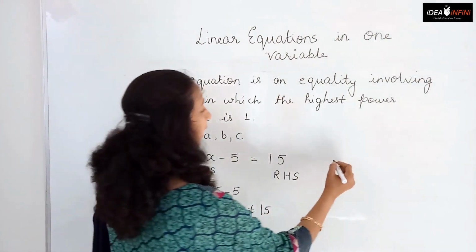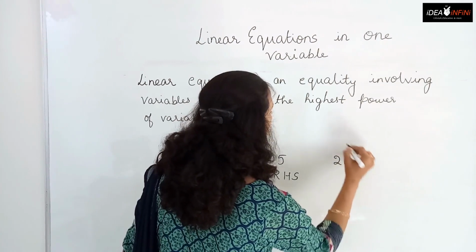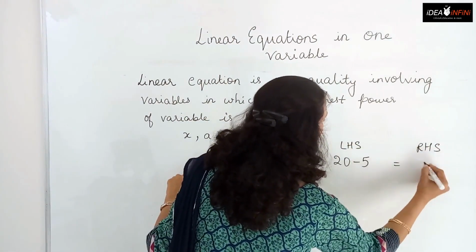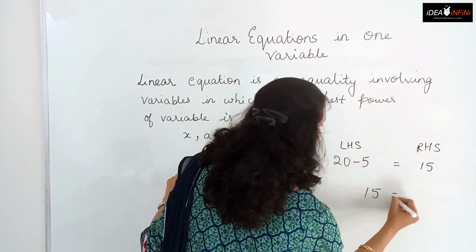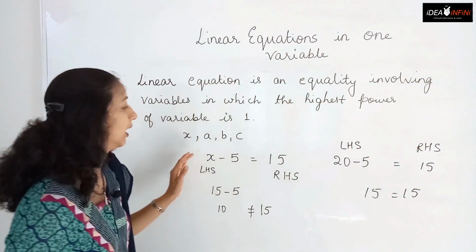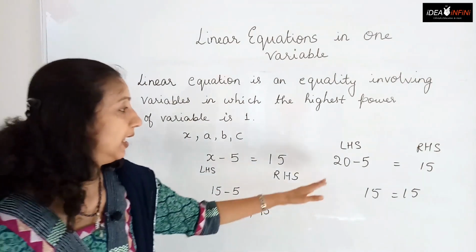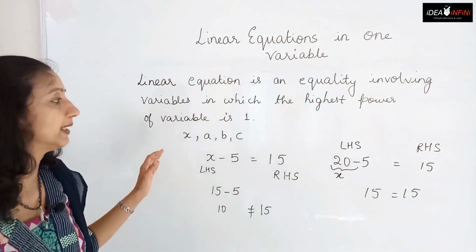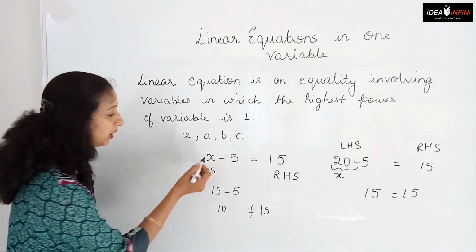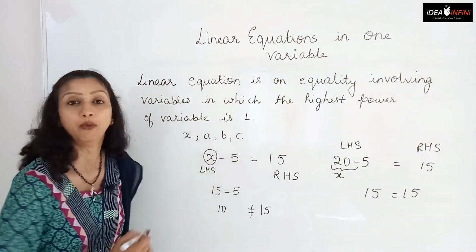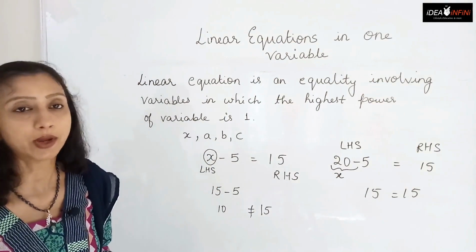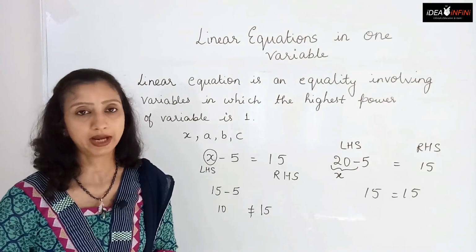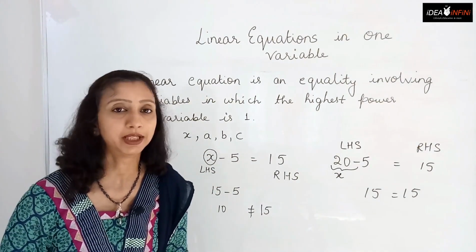Now again, if I try with 20, 20 minus 5, this is the left hand side and this is the right hand side, 15. Now 15 is equal to 15. That means both the sides are getting balanced. The value of X has to be 20. So this is the hit and trial method. And you observe this, it has a power of 1 because it is a linear equation in one variable. So this is how we can do it by the hit and trial method. But that's not a very convenient method.